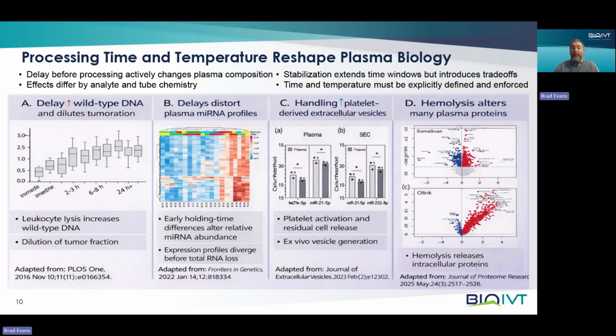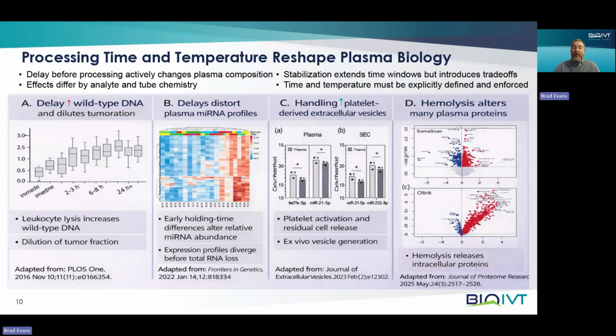Across all four panels, the pattern is the same. Delays in handling do not just reduce quality, they actively change composition, and temperature controls the speed of these processes. Room temperature allows ongoing cellular activity and enzyme function. Cooler temperatures slow some reactions, but can also stress cells and alter release patterns.